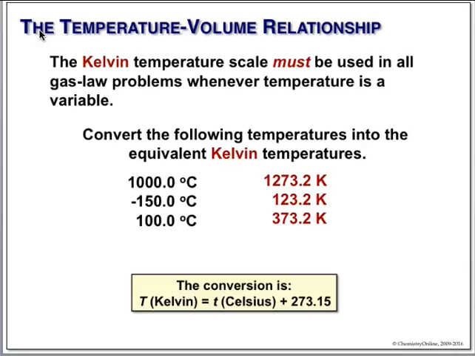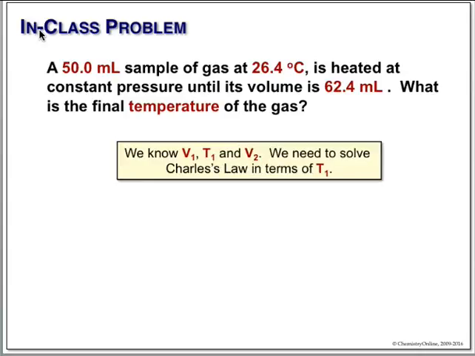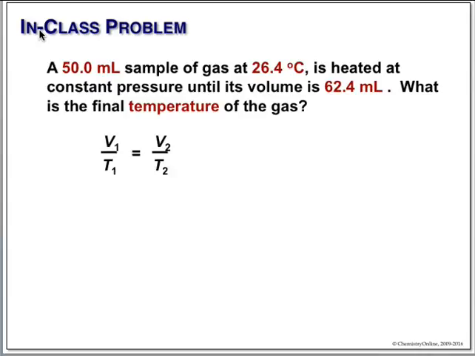All right, let's take all of this then and do a problem. Our initial volume is 50 mils. Our final volume is 62. Our initial temperature is 26.4, and we're looking for the final temperature. Again, we know V1, T1, and V2. All we have to do is use Charles's law. This is Charles's law, right? Go ahead and solve this for our final temperature. So that's T2. Solve it algebraically for T2.